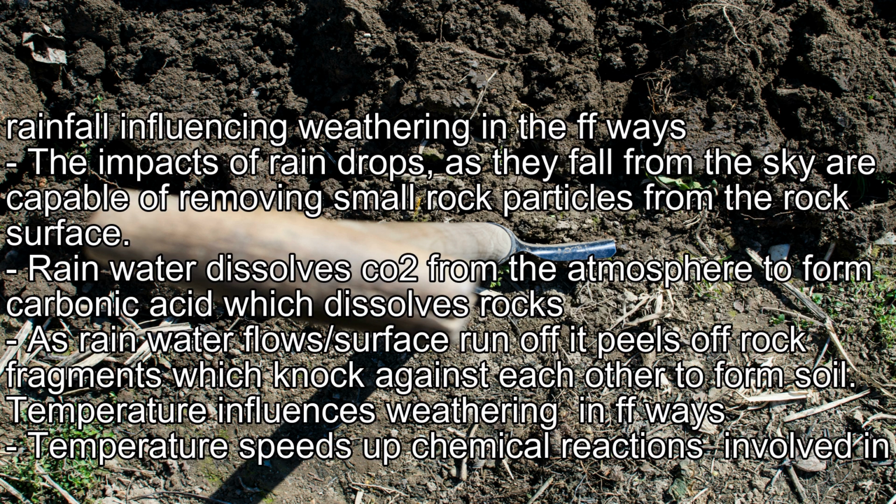Rainfall influences weathering in the following ways. The impacts of raindrops as they fall from the sky are capable of removing small rock particles from the rock surface. Rainwater dissolves carbon dioxide from the atmosphere to form carbonic acid, which dissolves rocks. As rainwater flows as surface runoff, it peels off rock fragments which knock against each other to form soil.